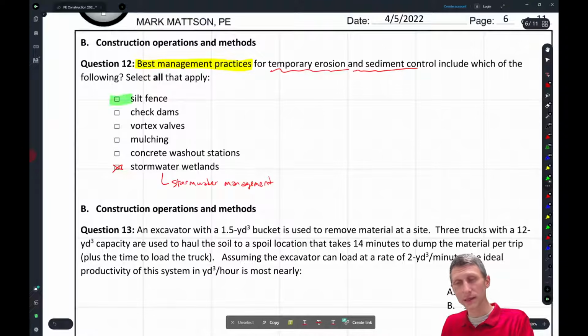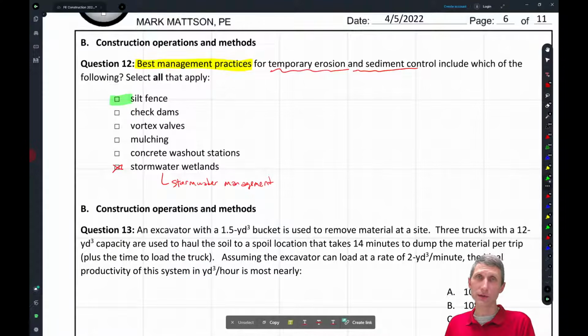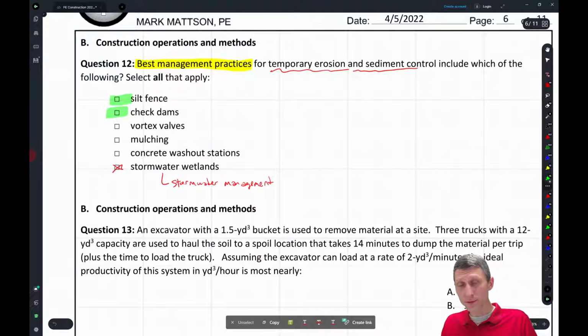And silt fence, that's 100% one of those that gets thrown up, especially on linear projects. You'll see this as almost like a project boundary in some ways, but it keeps soil from washing out past the silt fence in theory. Check dams, another one of those. If you have a linear project, you put this in a swale to lessen the velocity of the water and lessen the erosion. So check dams, definitely.